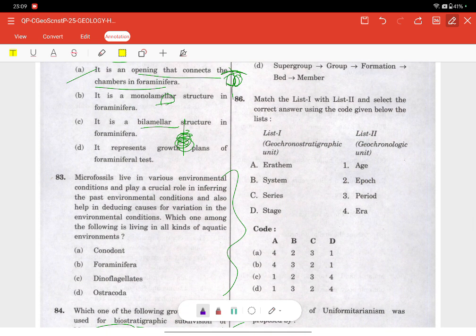Now coming to the 86th question, it is geochronostratigraphic unit with geochronological unit. So Eonothem, Erathem, system, series, stage. Erathem matches with era, system matches with period, series matches with epoch, and stage matches with age. In this way. So Erathem means rock, era means time. System matches, I've already told you.